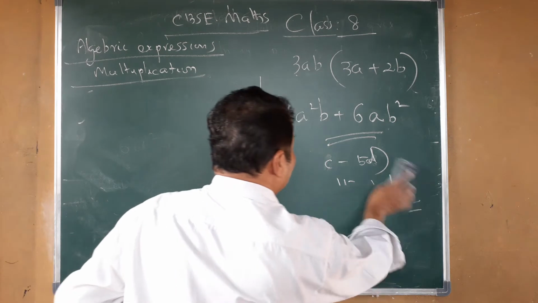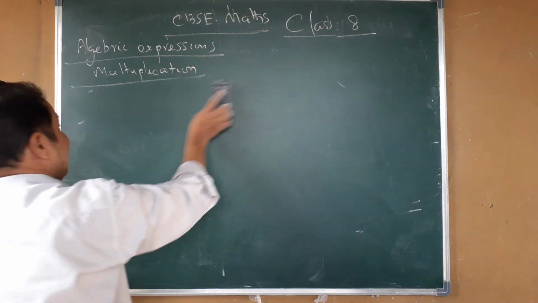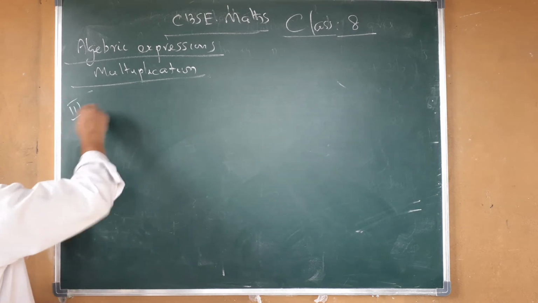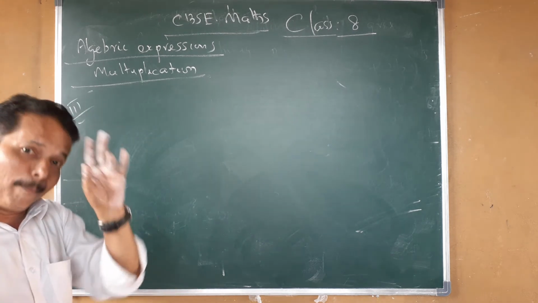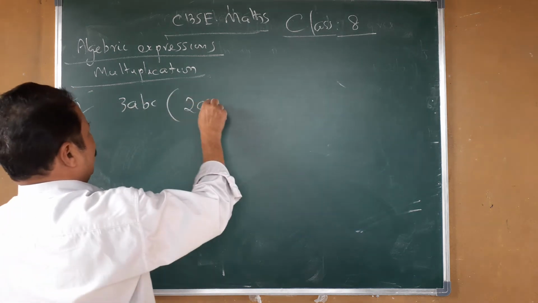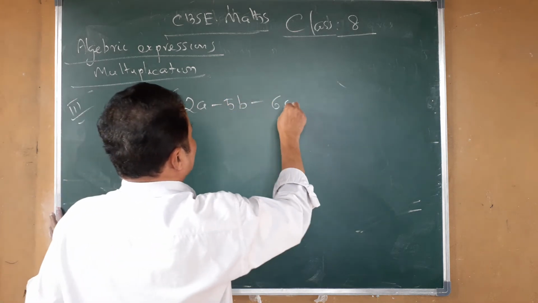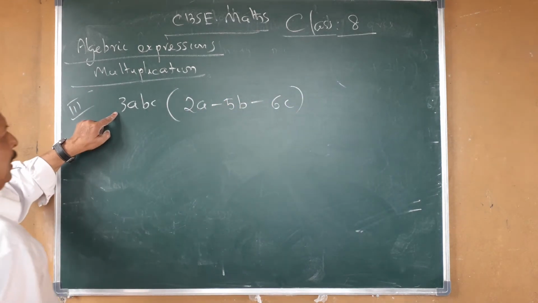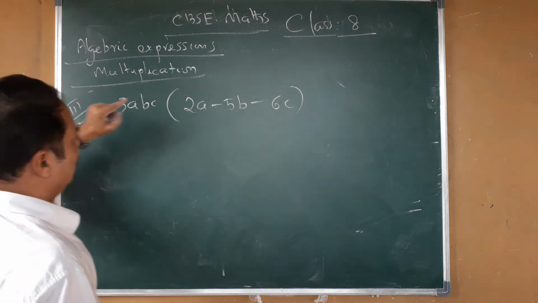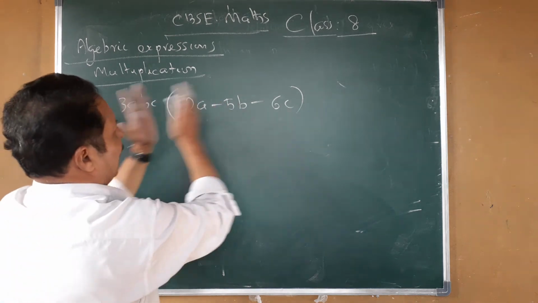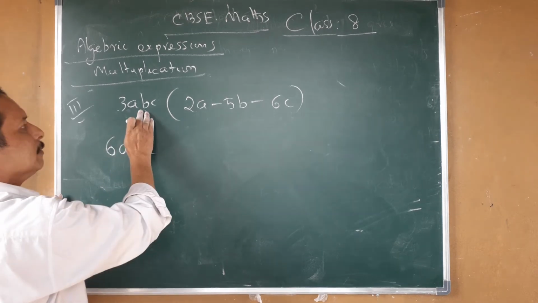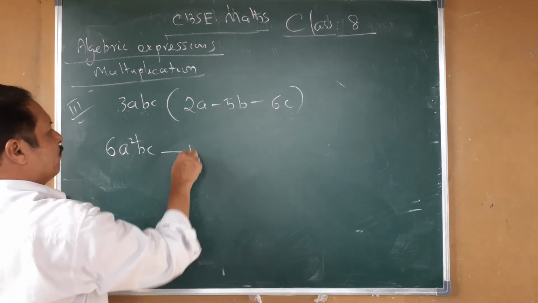Then the third type is multiplication of a monomial by a polynomial. Look at here. 3abc into 2a minus 5b minus 6c. Are you ready? Multiply this term by 3abc, this term by 3abc, this term by 3abc. Here, here and here. 3 into 2, 6. a into a square. Easy. Easy. 3 into 5, 15.